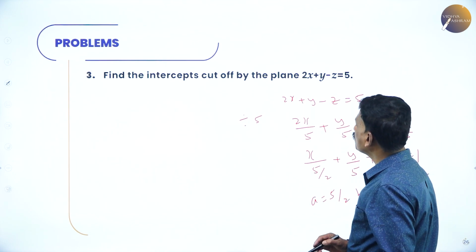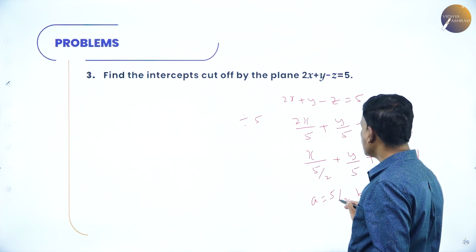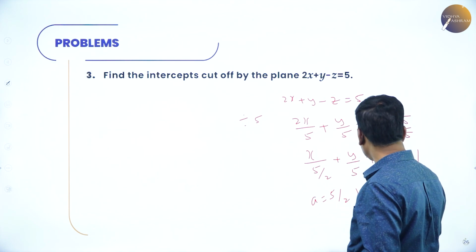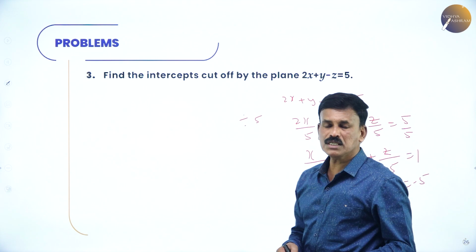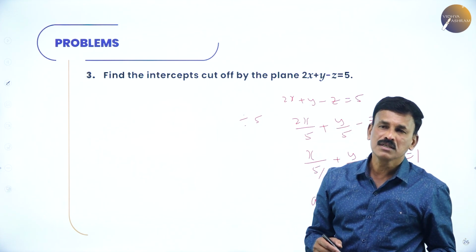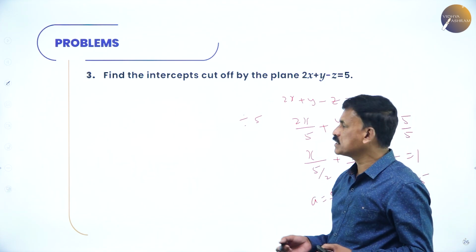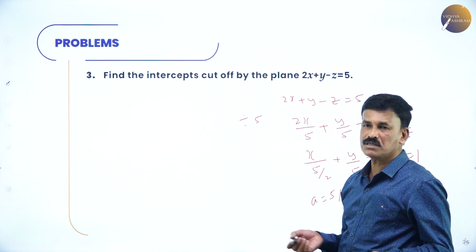So, therefore, the x intercept is 5 by 2, the y intercept is 5, and the z intercept c is equal to minus 5. That's it. So, in the examination they may ask the sum of the intercepts a plus b plus c, just add it, it will give the answer.